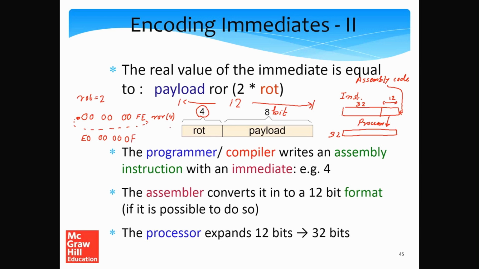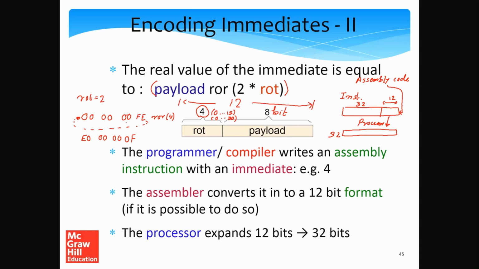So similarly, I can encode a lot of immediates and figure out their actual value. So the actual value that the processor would use, and the standard formula is this one, that I take the 8-bit payload and I rotate it with a value which is 2 times ROT. So ROT, since it's a 4-bit number, it can be between 0 to 15. So 2 times ROT can be between 0 to 30.